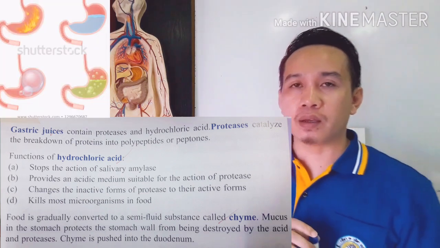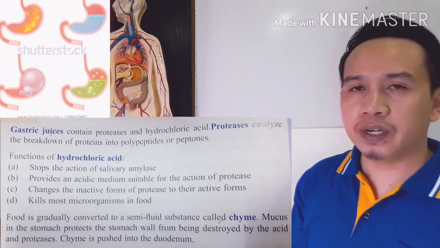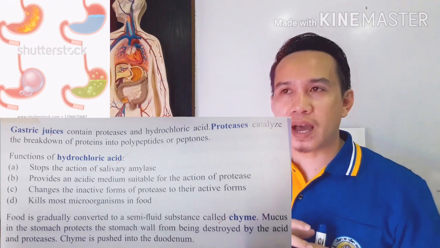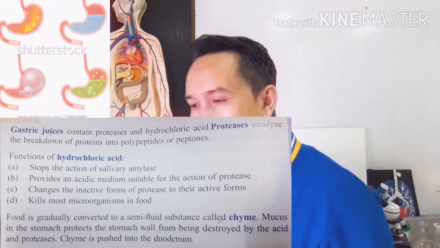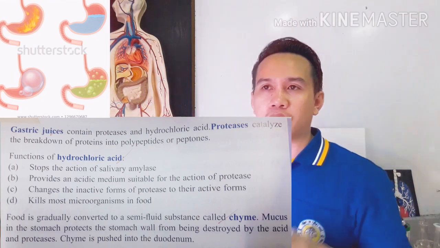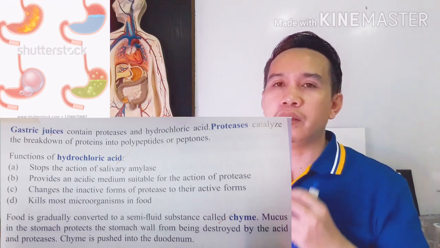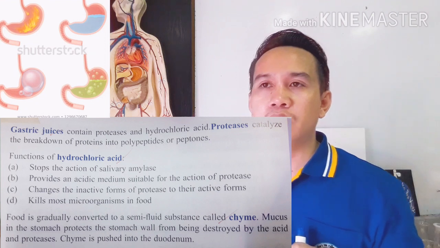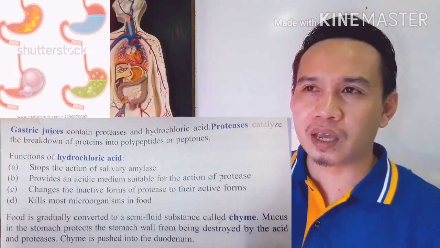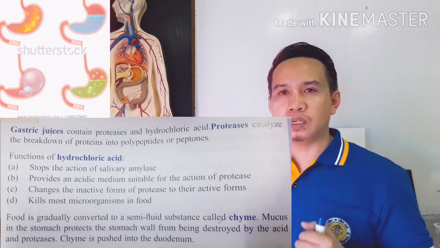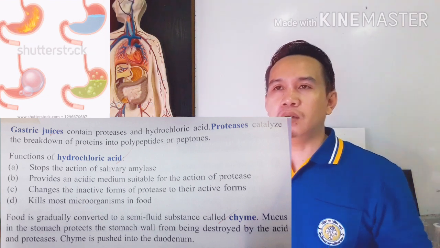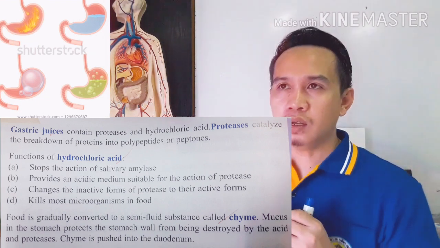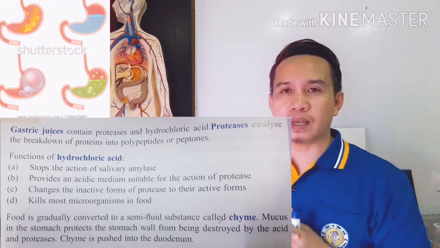So what happens next? Food is gradually converted to a semi-fluid substance. That is what we call chyme. There is also mucus in our stomach that protects the stomach wall from being destroyed by the acid and proteases. So that chyme is pushed into the duodenum. Alright? So the gastric juice is very important because it contains the proteases and hydrochloric acid.